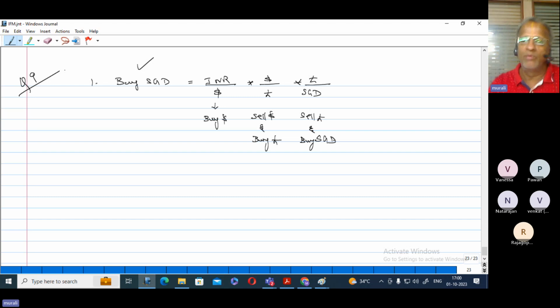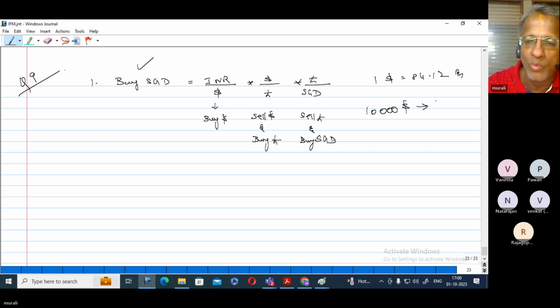In fact, I will put it this way. $1 equals 84.12 rupees. I have $10,000. What is the equivalent INR? Correct. That means in your equation, you can put it like this. $1 equals 84.12. It is dollar, no. You put the dollar here.